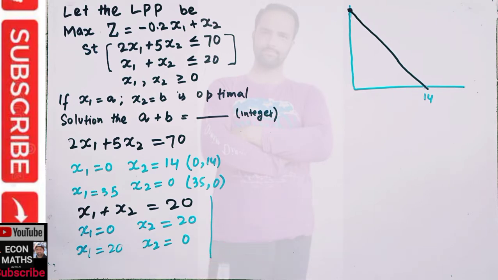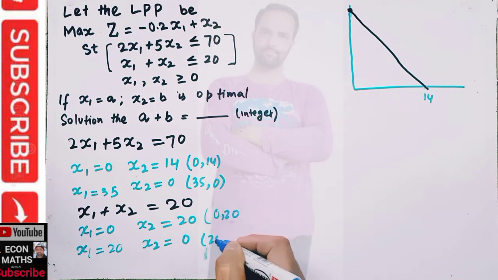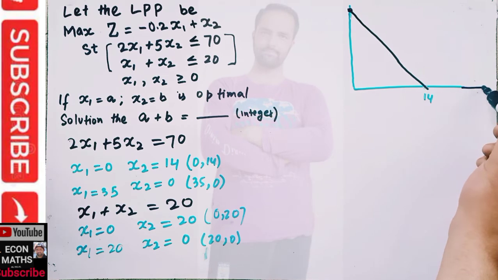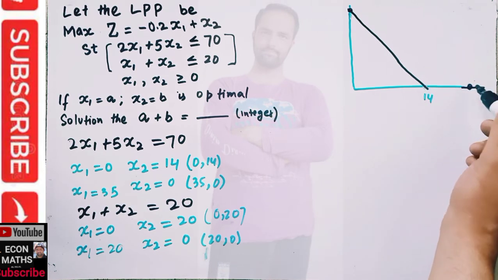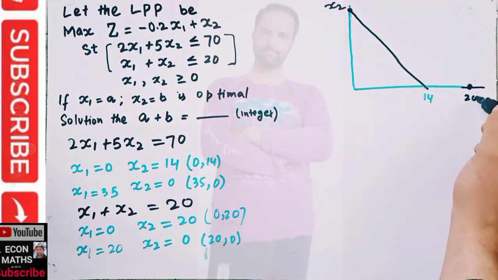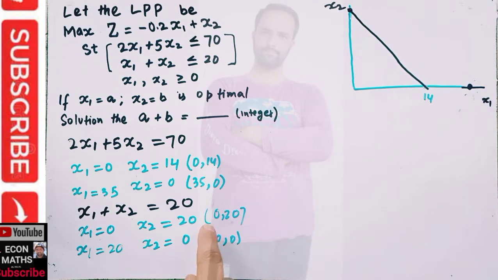Okay, so then the points will be 0, 20 and 20, 0. Okay, let's graph them also out. So we have 0, 20, that means this will be our 20. This is obviously x1 here. We have x2 on this axis, so we have 20 here. We have this point 0, 20.